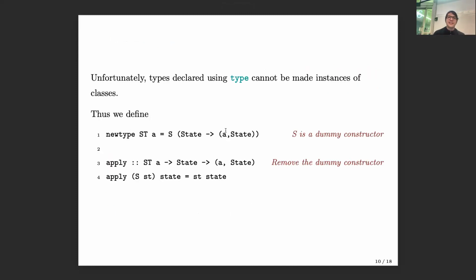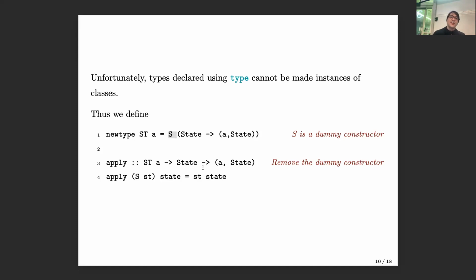So unfortunately, types declared using type cannot be made instances of classes. So we have to use this newtype declaration, which means we have to use this dummy constructor. And these dummy constructors are a pain in our asses because it always means we have to do pattern matching in and out of them in order to do anything, but it just is what it is.